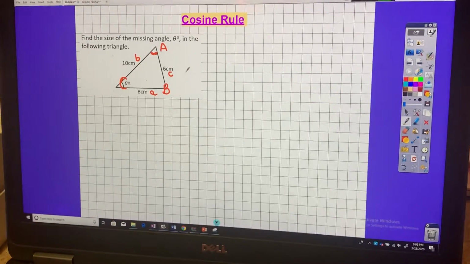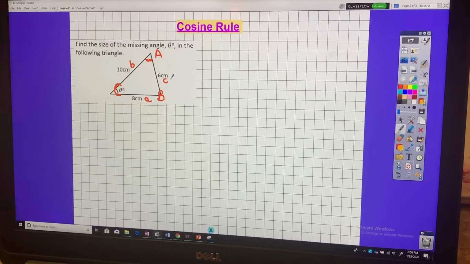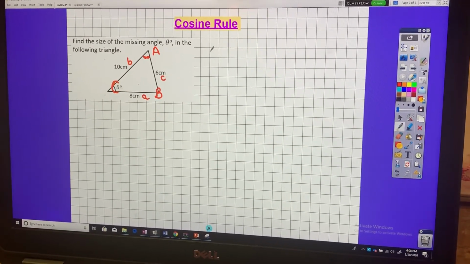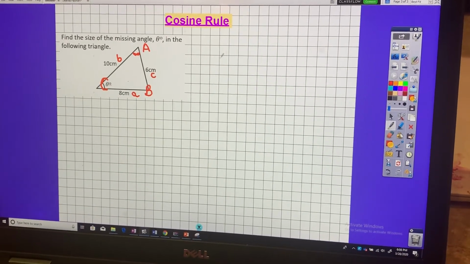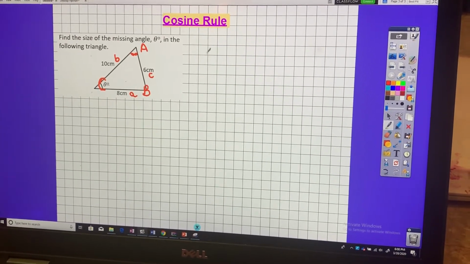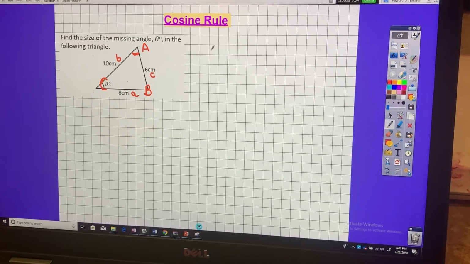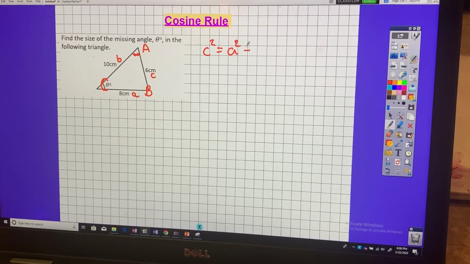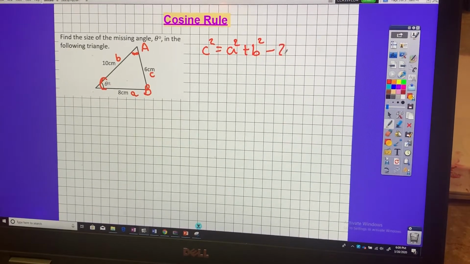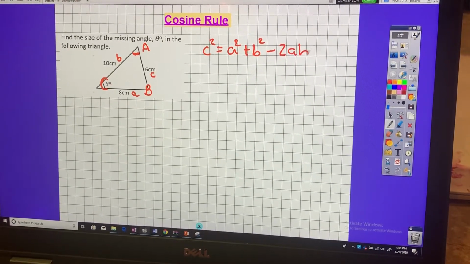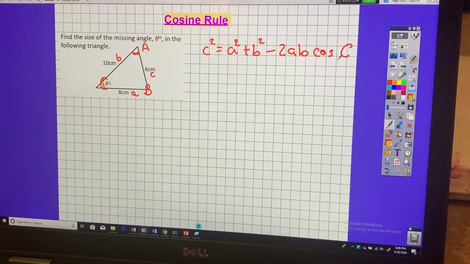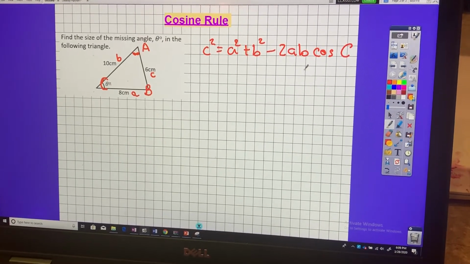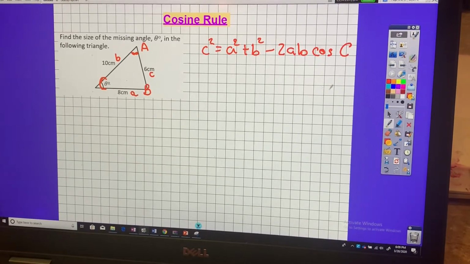Can you guess what formula I will be using? So if you can guess the formula I'll be using, write it down. I'm hoping you've written it down or you're pausing my video because I can't wait. I'm going to write it down. C squared equals A squared plus B squared minus 2AB cos C. Okay, and that's it.